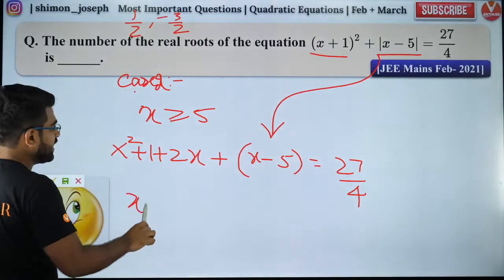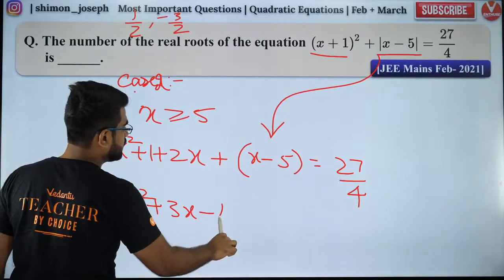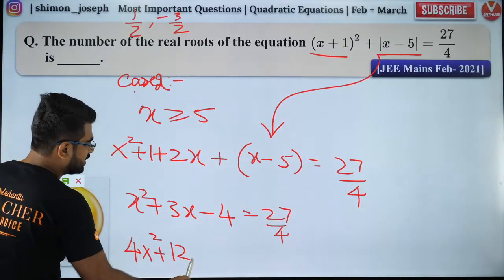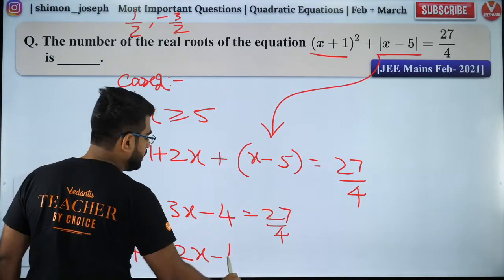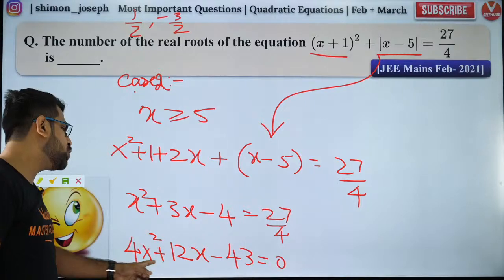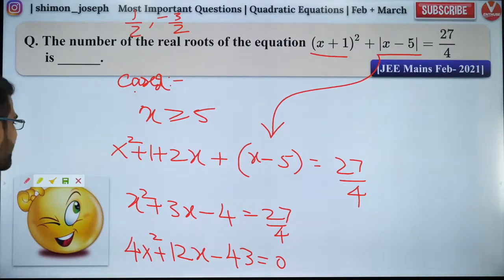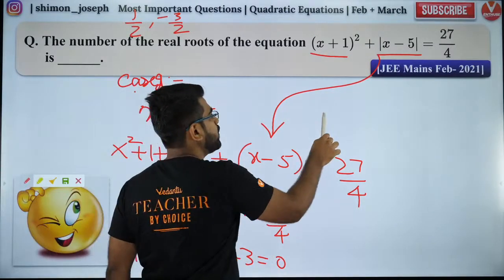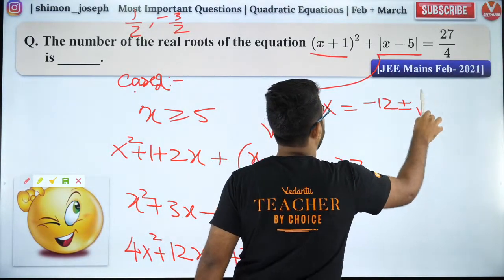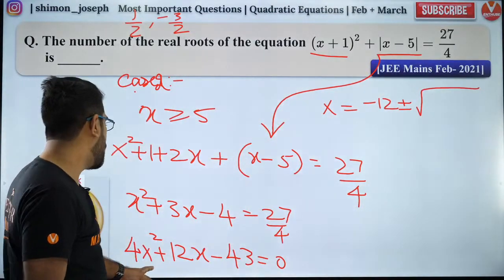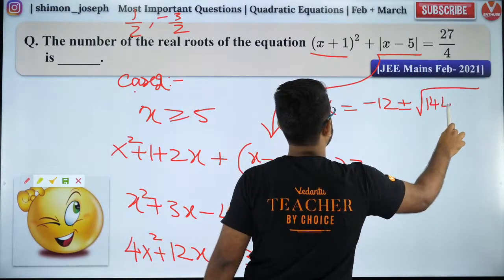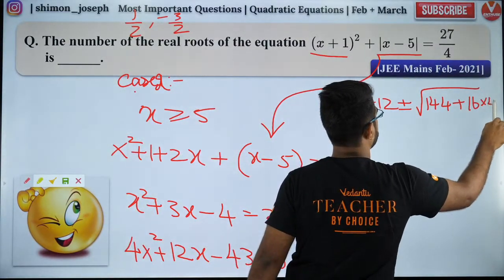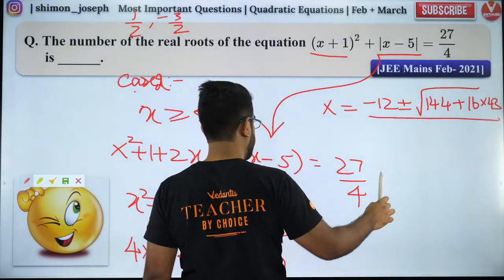So now what will I get? I'll get x square plus 3x minus 4 is equal to 27 by 4. So I'll get 4x square plus 12x minus 16 minus 27, which will be minus 43, equal to 0. So what are the roots of this? Can you guys find it out? So the roots of this will be what? Let's say x is equal to minus b plus or minus root of b square, which is 144, plus 4ac. So 4 into 4 into 43. So it will be 16 into 43, divided by 2a.